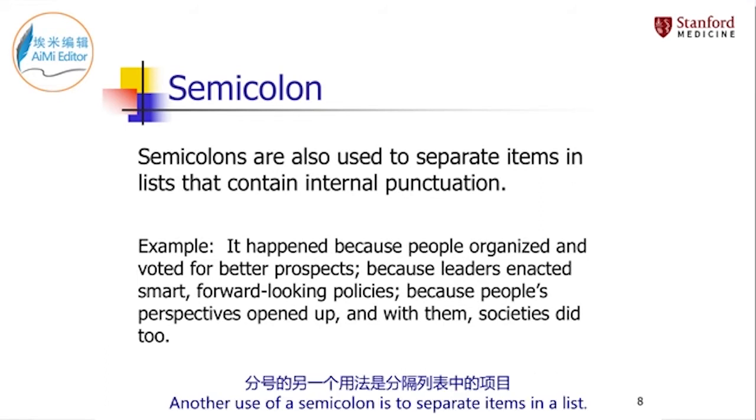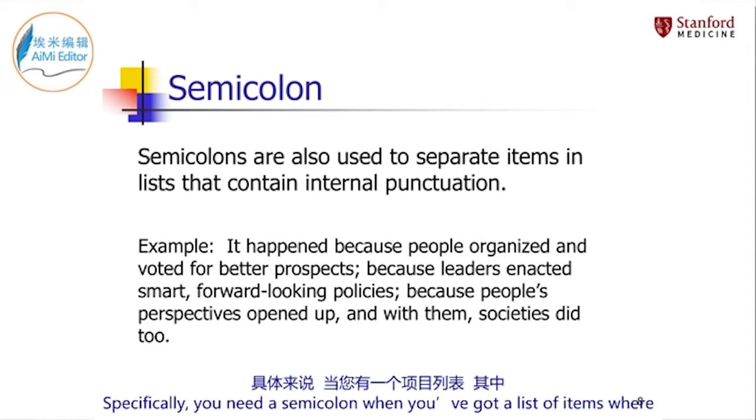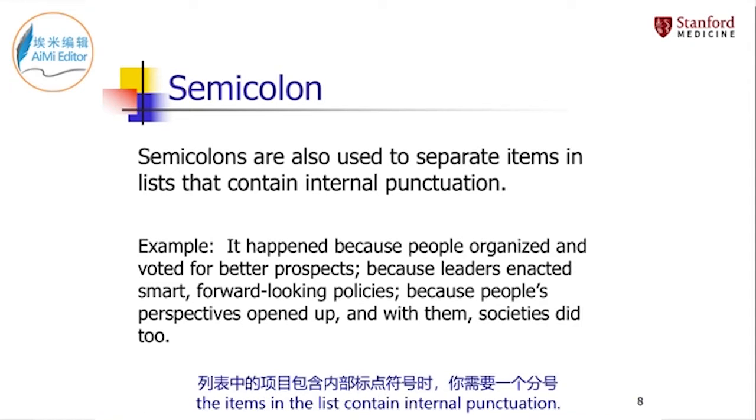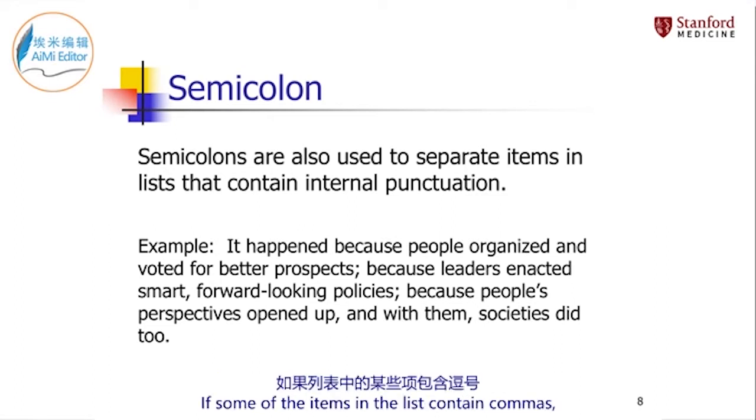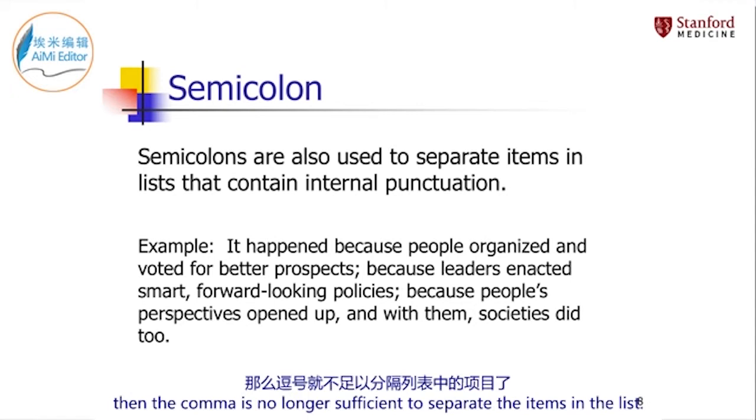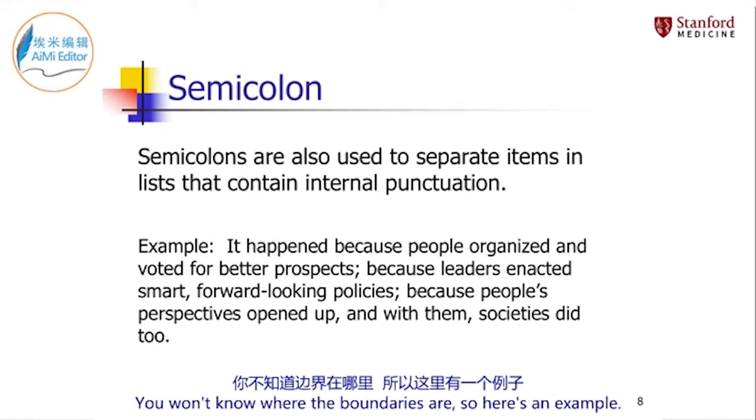Another use of the semicolon is to separate items in a list. Specifically, you need a semicolon when you've got a list of items where the items in the list contain internal punctuation. If some of the items in the list contain commas, then the comma is no longer sufficient to separate the items in the list. You won't know where the boundaries are.